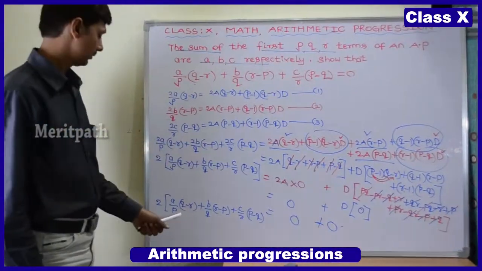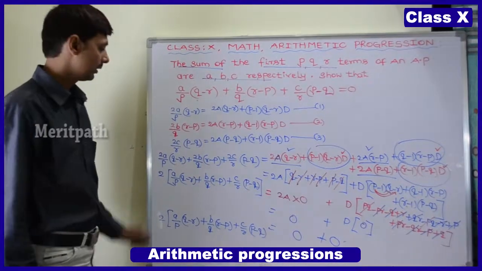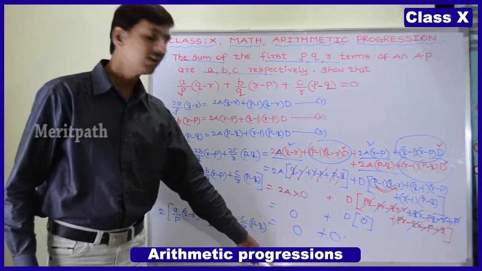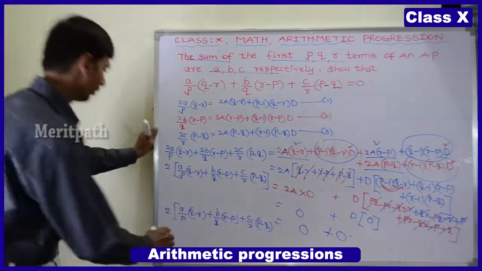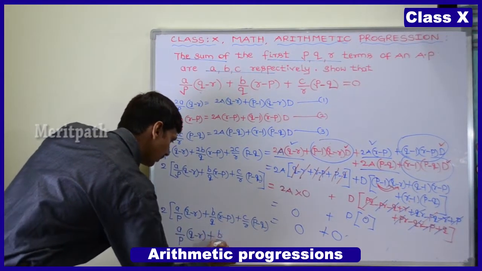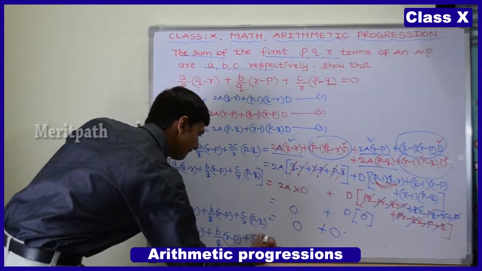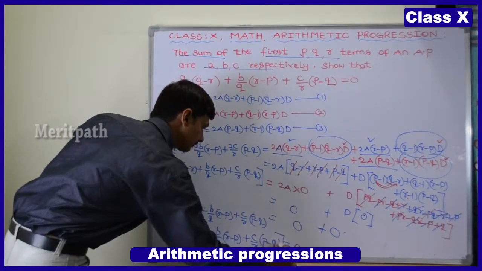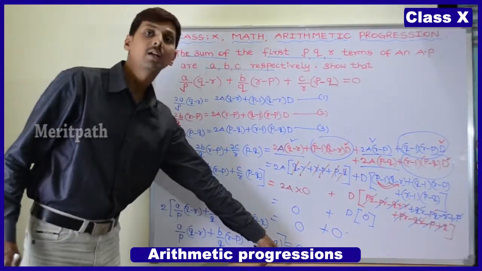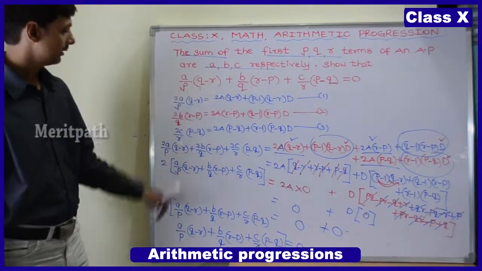The final expression is that when we transpose this 2 to the right hand side, it becomes 0 by 2. Then it becomes 0. Finally we get a by p into (q minus r) plus b by q into (r minus p) plus c by r into (p minus q) equals 0. We transposed this 2 to the right hand side, it became 0 by 2, and finally 0 by 2 is equal to 0. And then what we need to prove is the same as this one.